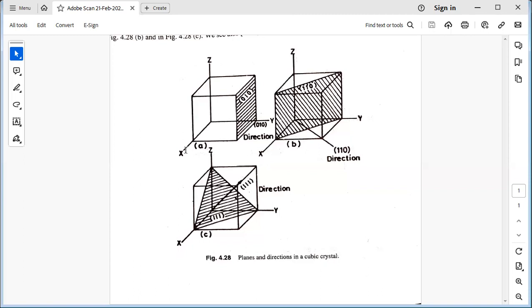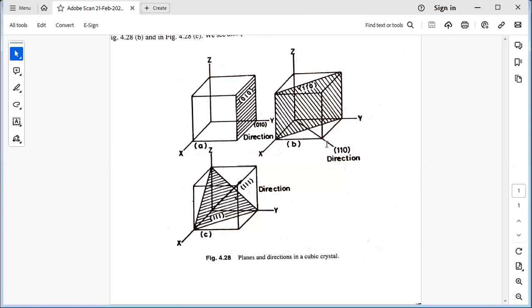For example, if you are going along the x-axis, this is called the 1, 0, 0 direction of the crystal. If you are moving along the y-axis, this is called the 0, 1, 0 direction of the crystal. And if you are moving along the z-axis, then it will be the 0, 0, 1 direction.